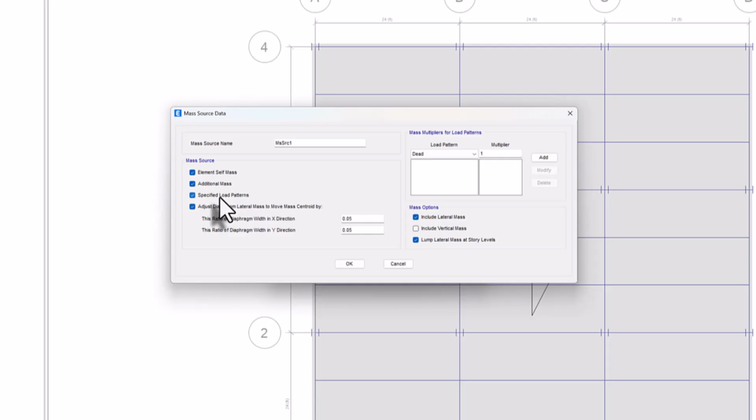After masses are combined, for example, element self-mass, additional mass, or specified load patterns, if the net mass at a joint is negative, ETABS sets the mass at that joint to zero.